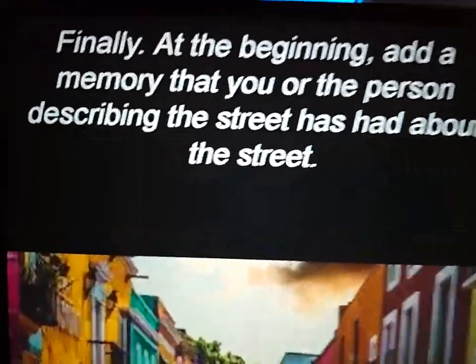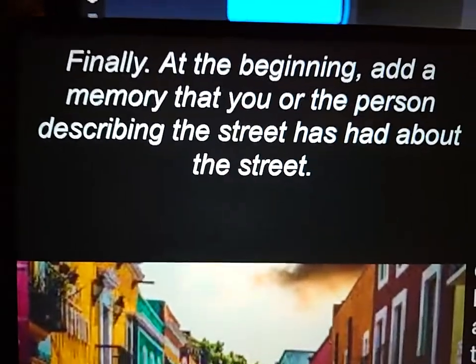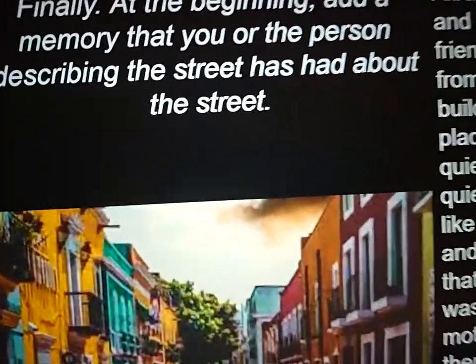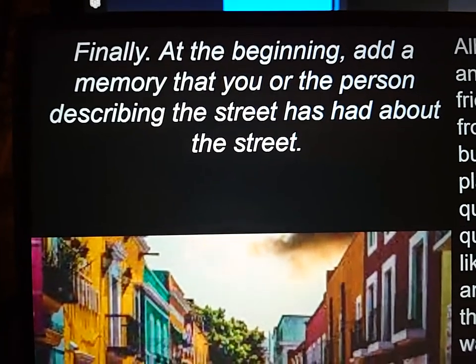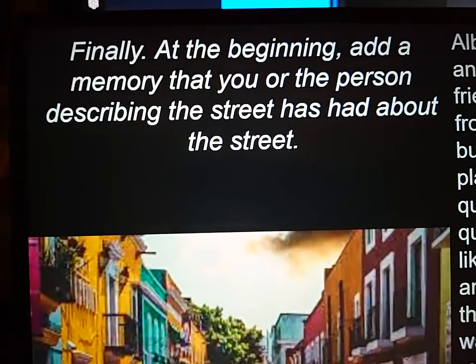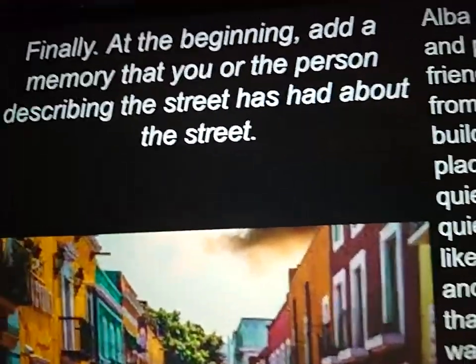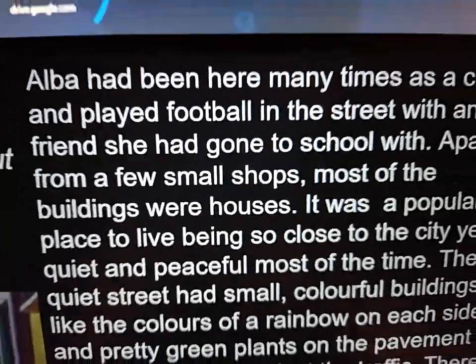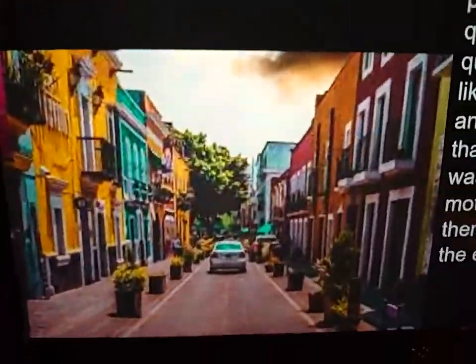Finally, the last thing I want you to do is, again at the very beginning, I want you to add some memories that either you, if you're writing it in first person, or the person describing the street, if you're writing it in third person, has had about the street. I don't think I should have written had there. I'll change that. It should be the person describing the street has about the street. There we go. So all I've done is I've used old Alba again as my example. And I've just added a very, very short memory of her and the street.